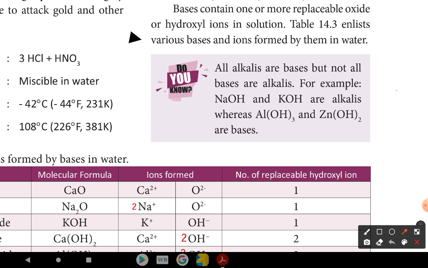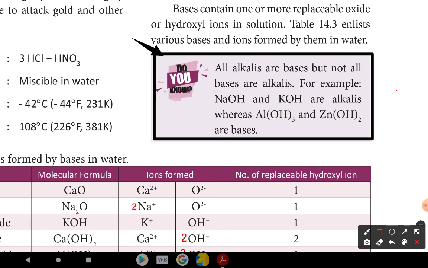Okay, so next let's go on to this. Table 14.3 and list. Now we're going to study the tables after that. Now we are going to first read the Do You Know portion. What is it, children? Now I am going to highlight it for you and explain it for you. So what is given?